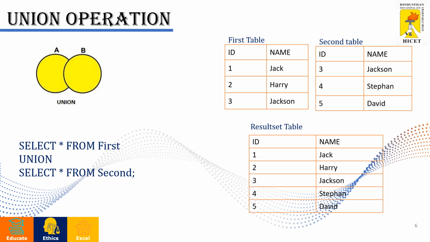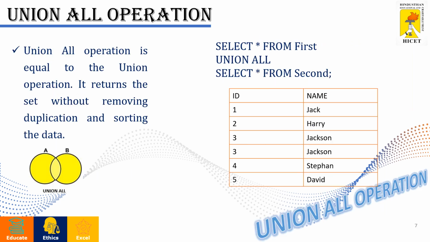The query for this is select star from first table union select star from second table. When you give star, all the values of the first table and the second table will be combined, the duplication will be removed, and the result will be given.